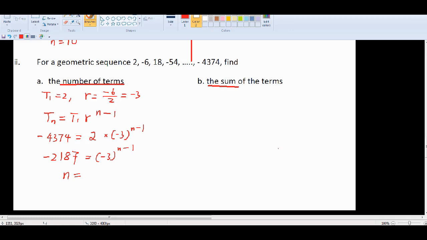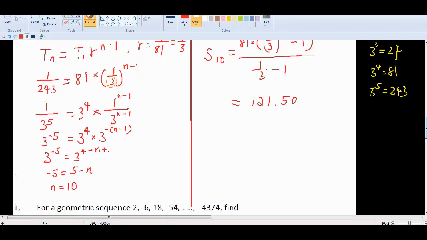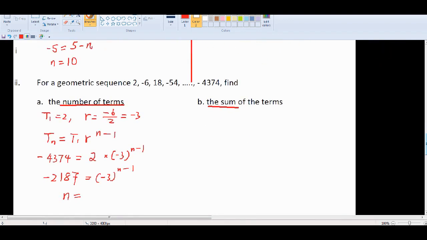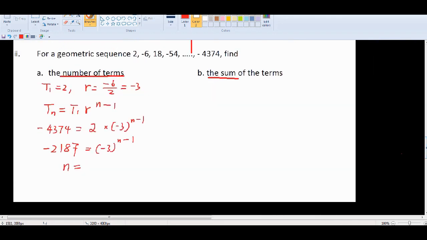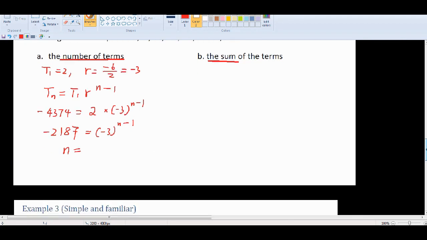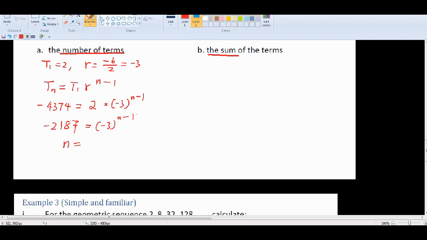Alright, okay, you come up to this step, and there's some problem because that minus 2187 is quite big, so you might still think that would be a power of 3, right? If you go on, actually you will get that power of 3. Okay, but it just becomes so difficult, so possibly we might use a calculator. To solve this one, you need to use your calculator.